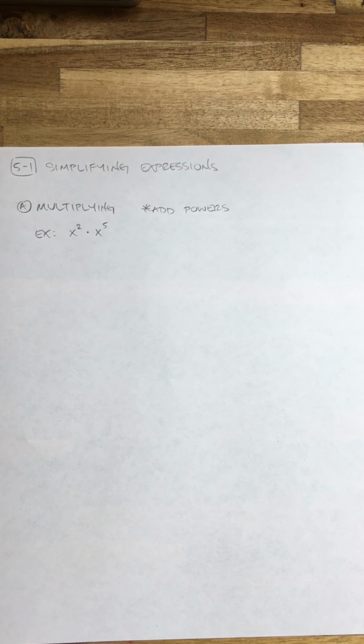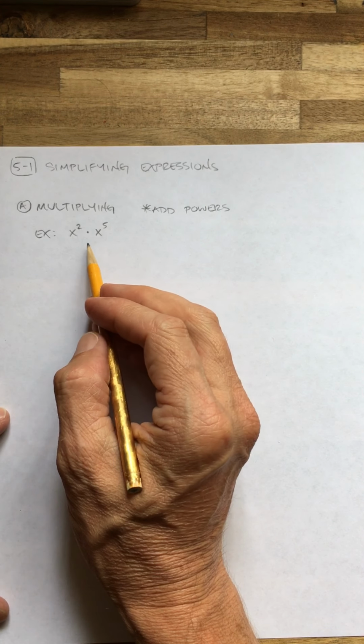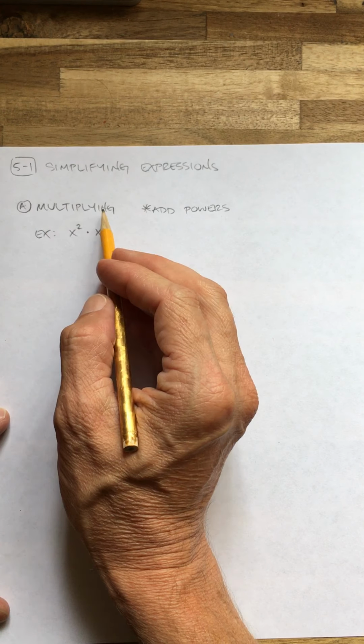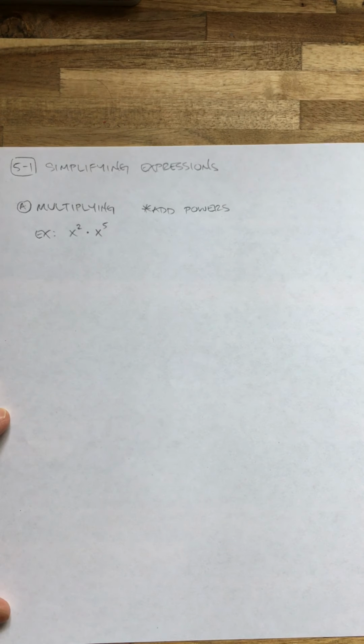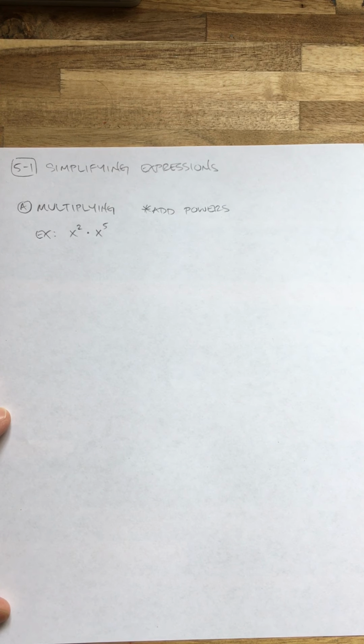Hey guys, what's happening? Today we are going to be simplifying expressions, okay? So if we have an expression like this, it tells us we're going to multiply, right, this times this. We're going to simplify that, okay? So go ahead and copy this down and we'll get going.